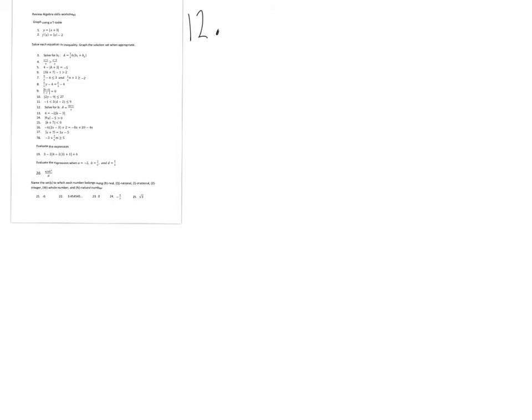Number 12. Solve for b. This is the variable we're interested in. A equals 3b plus c divided by 4. So my goal is to get b by itself. We're going to start by multiplying by 4 to get rid of our denominator.